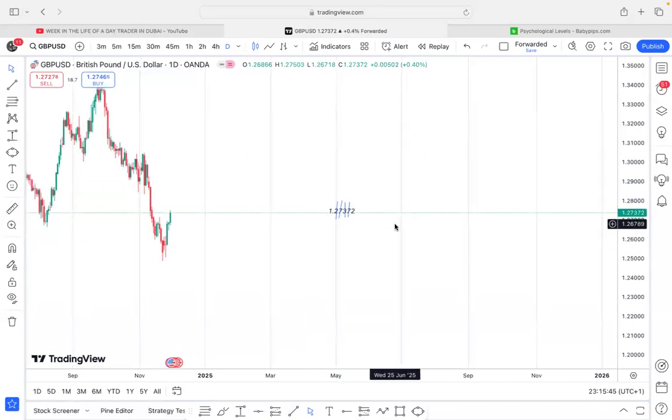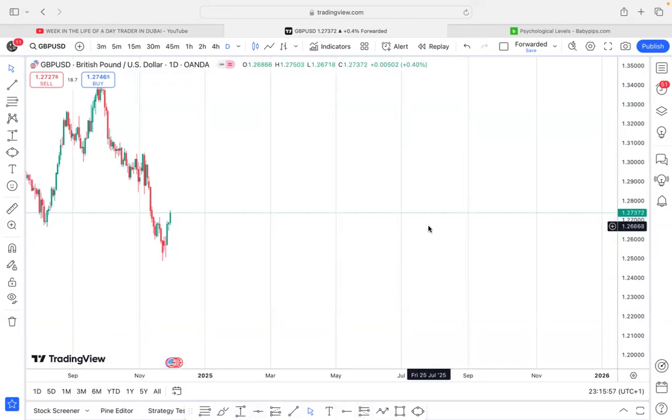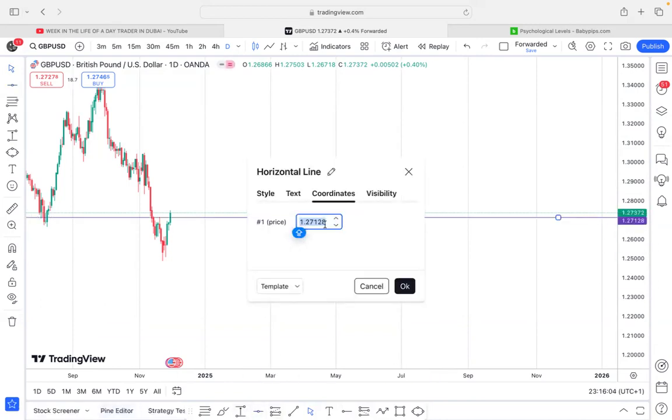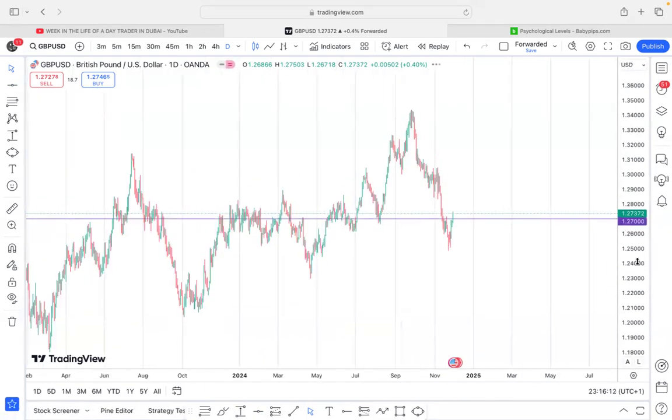So now, how do you find your psychological level in this price level? When you come into the market and you see the current market price, just like this, you are going to round up those numbers. If you're rounding up 1.27372, our psychological level is going to be 1.27700.